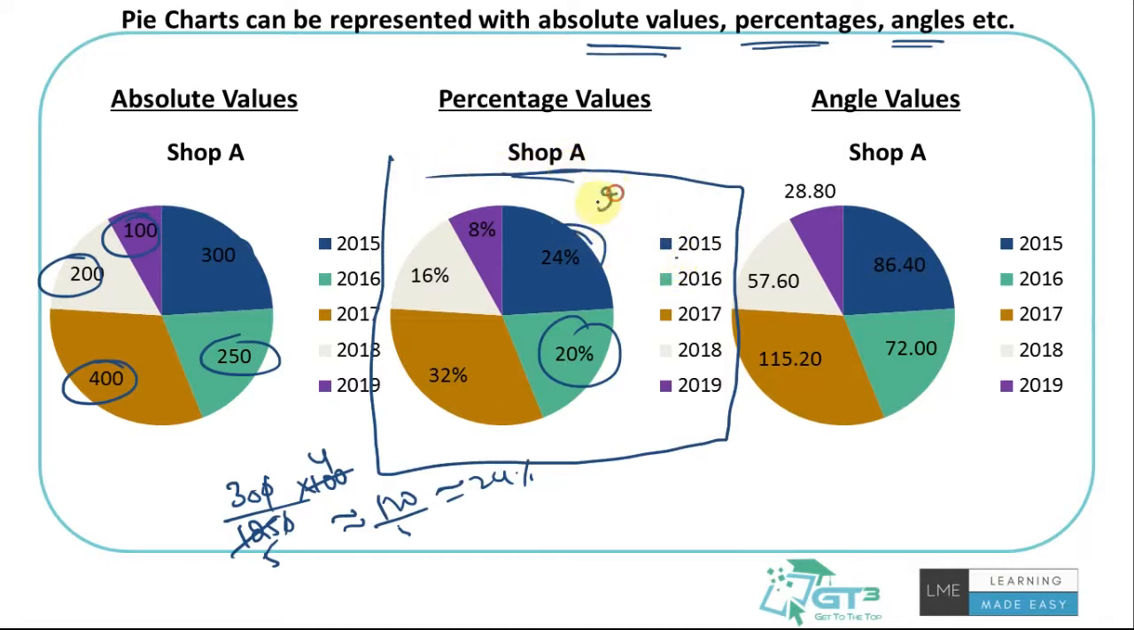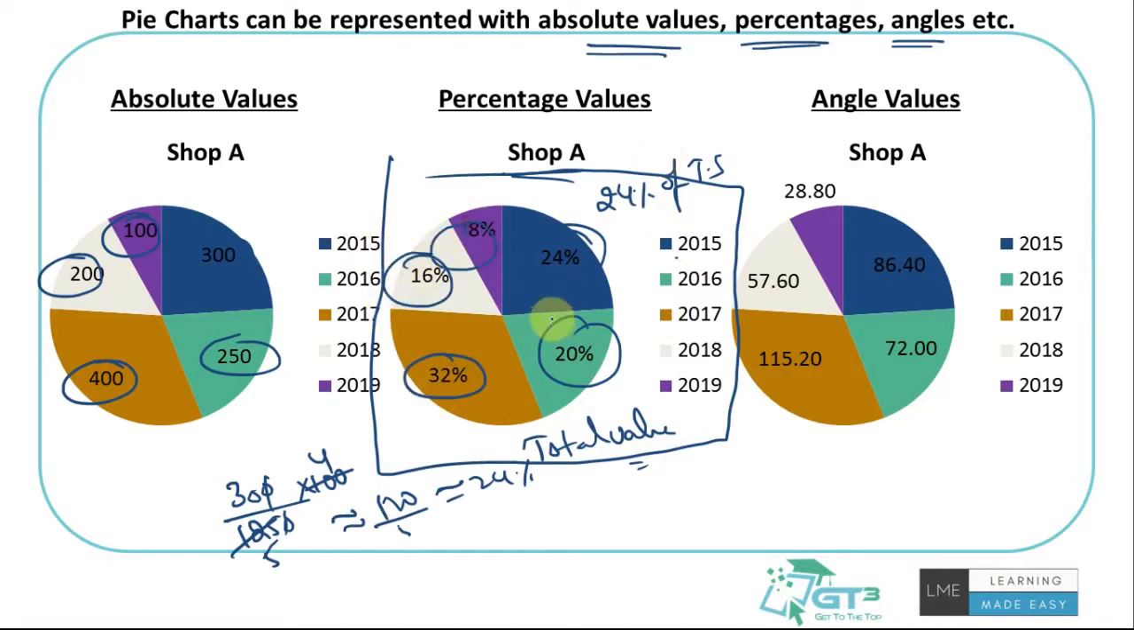All I can say is, 24% of the total sales in 5 years is the number of sales units sold by shop A in 2015. I only know that. I cannot know the actual value is 300 unless I know the total value. Keep that in mind. If the pie chart is talking in percentages, I need to have some clue to figure out what is the total value so that I can find out the individual absolute values. These are just the percentages.